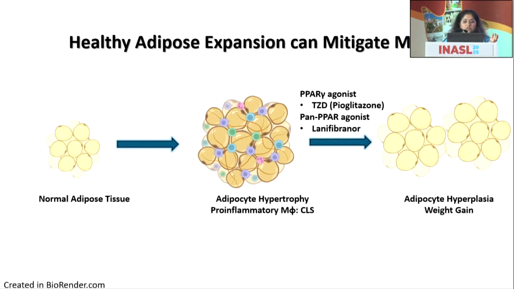So what are the consequences of this adipose dysfunction? It's well known now that healthy adipose tissue can mitigate MASH. If we look at this cartoon, this is a representation of normal adipose tissue, but in unhealthy adipose expansion, there is adipocyte hypertrophy as well as an accumulation of pro-inflammatory macrophages. We know from many clinical trials, such as with the PPAR gamma agonist pioglitazone and the pan-PPAR agonist lanifibranor, that adipocyte hyperplasia and associated weight gain are associated with MASH resolution or mitigation.